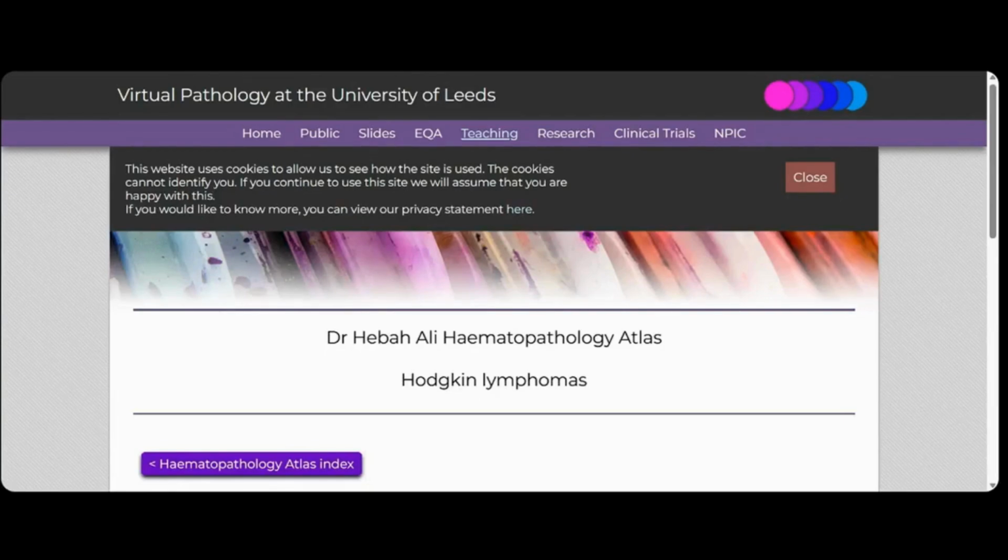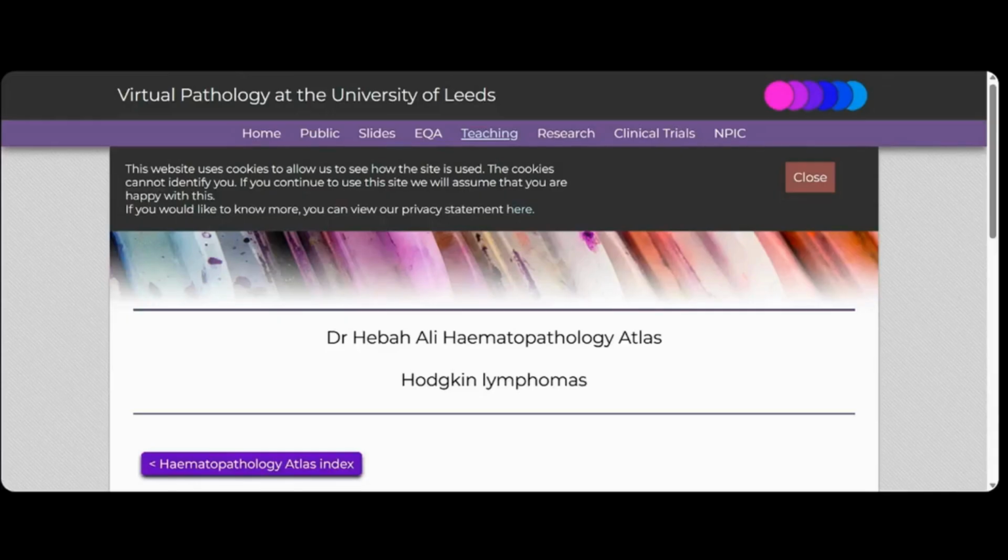It's also been recognized by the WHO. The WHO classification of hematological malignancies does include a chapter on reactive conditions that mimic hematological malignancies.